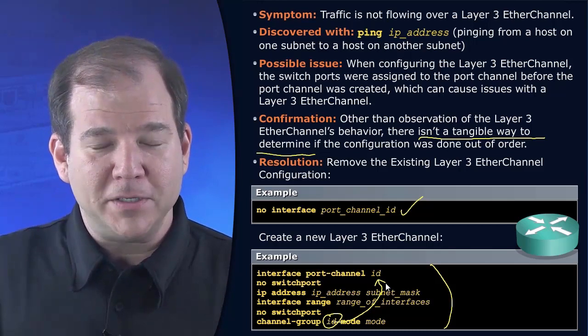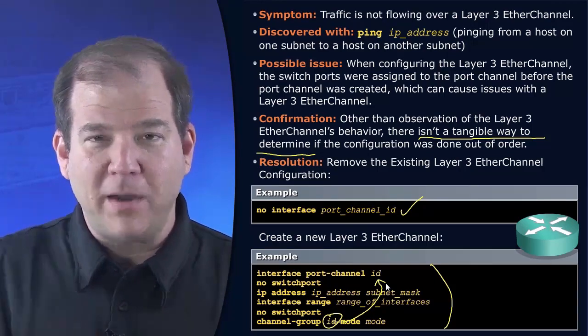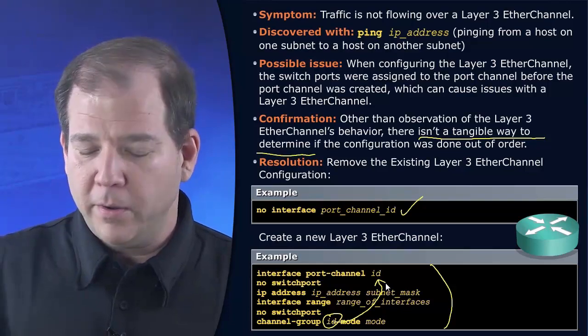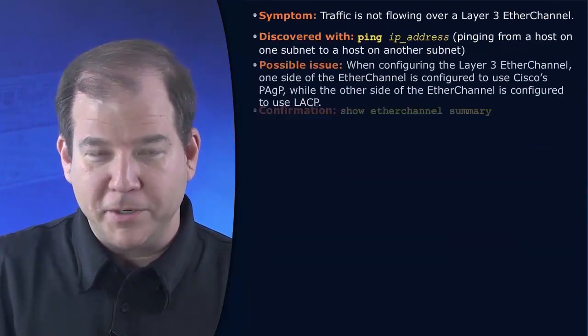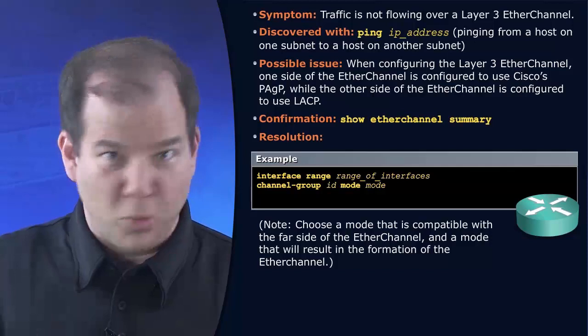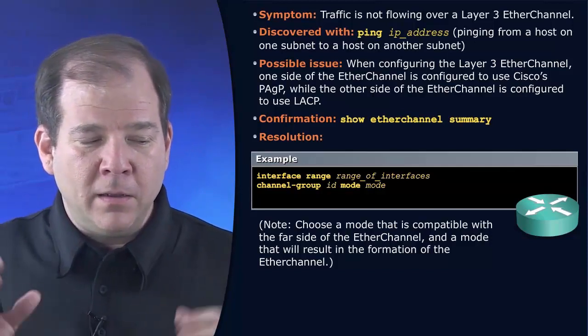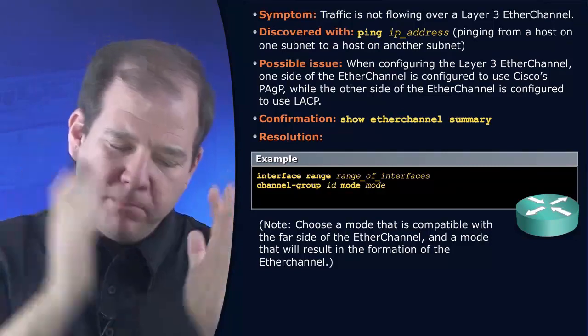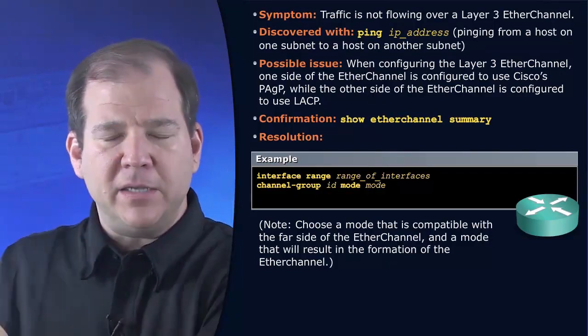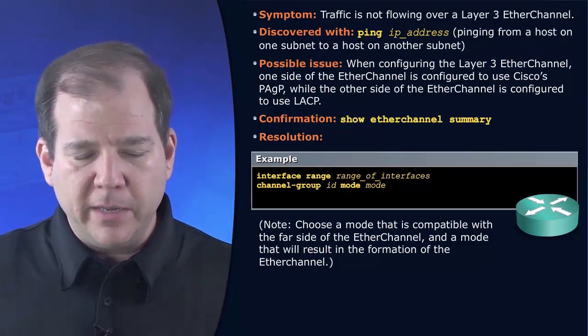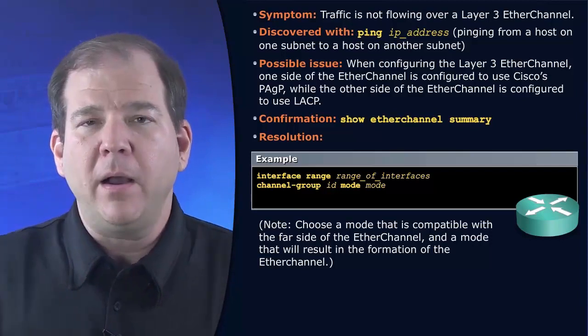Order of operations. It's a difficult issue to spot if it's done wrong, but I wanted you to be aware that that's a possible issue, and a resolution is to rip everything out that you just did and put it back from scratch. If we have the same symptom, a device on this VLAN cannot ping a device on this VLAN over this layer 3 EtherChannel, what else might be going on?